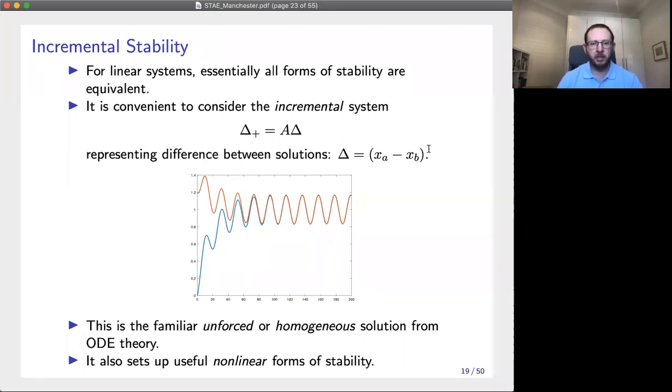And also, as I mentioned, it's a useful setup for thinking about the kinds of nonlinear stability that we'll work with later on. Okay, so we've got this incremental system, delta plus here, this just means delta t plus 1, and this just means delta t. So delta plus equals A of delta.